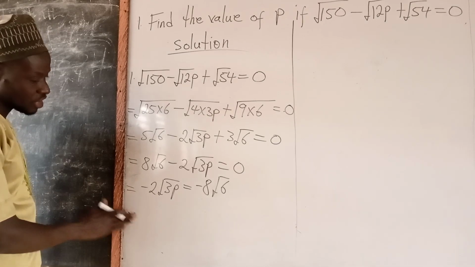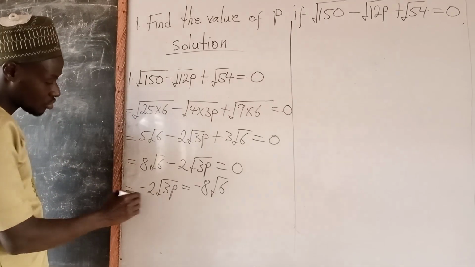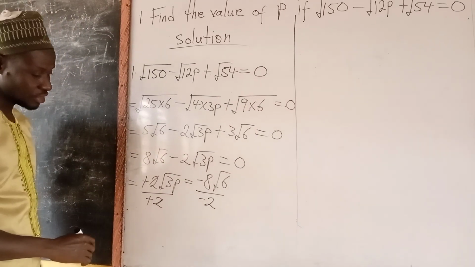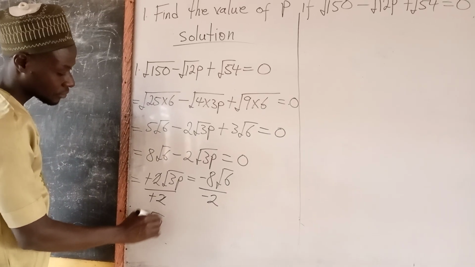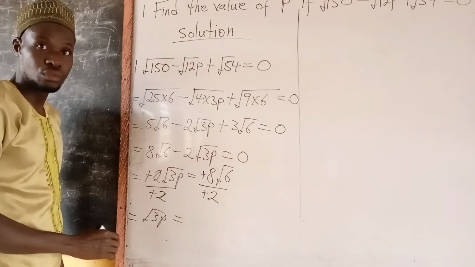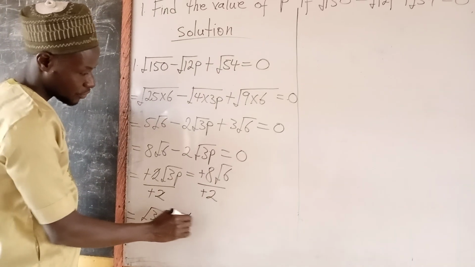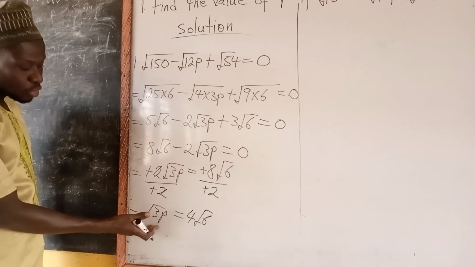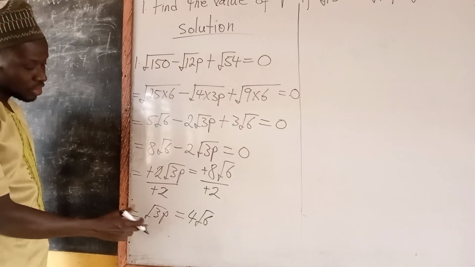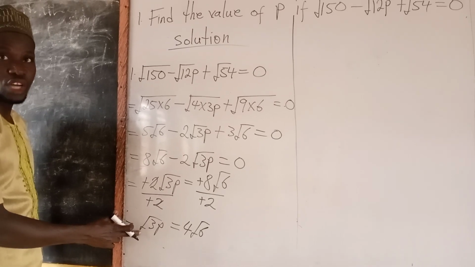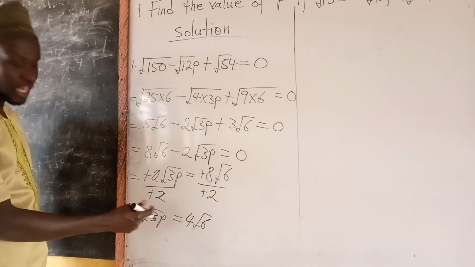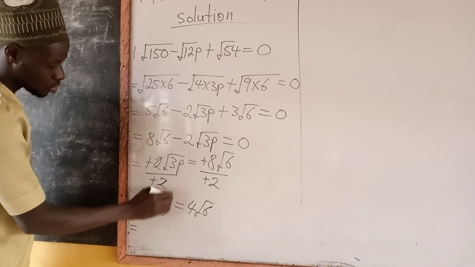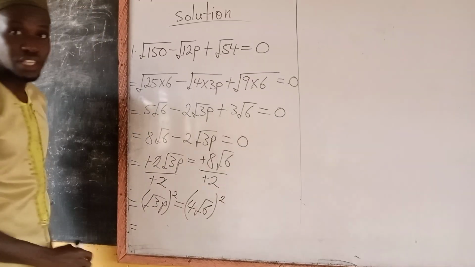So continuing, at this stage, we divide both sides by negative 2. So this negative 2 will cancel each other, leaving root 3p is equal to, here the negative will go, 8 divided by 2 will give us 4 root 6. At this point, we want p, not root p. So we do away with the square root, and to do that, we introduce a square. That is, we square both sides.